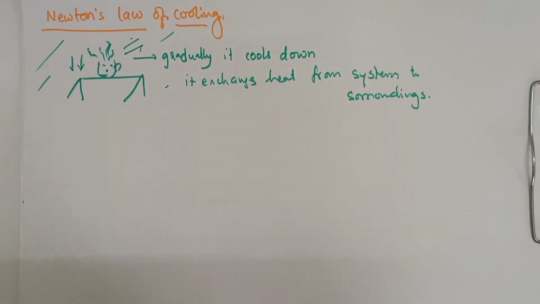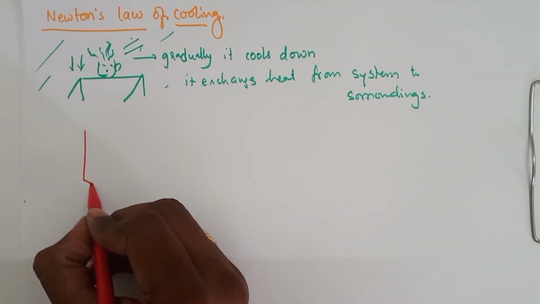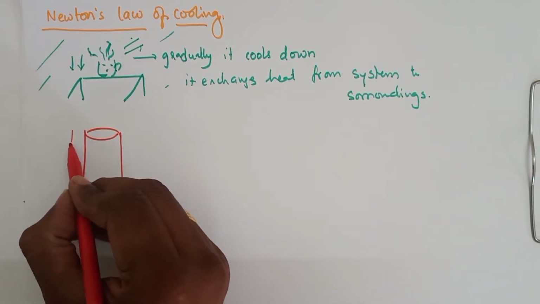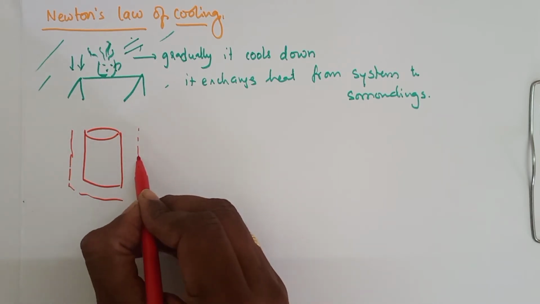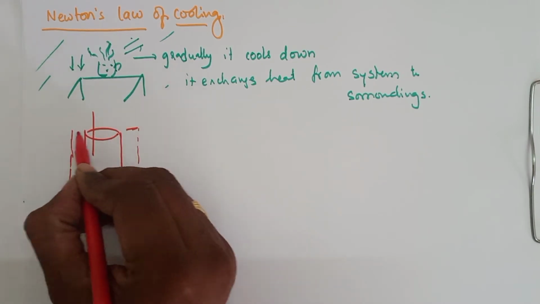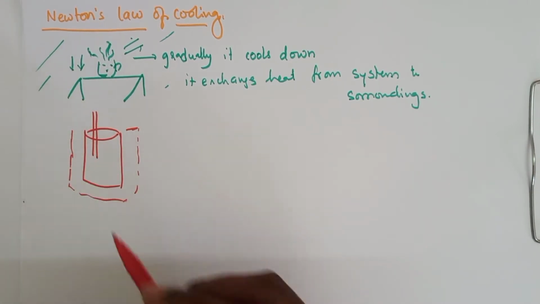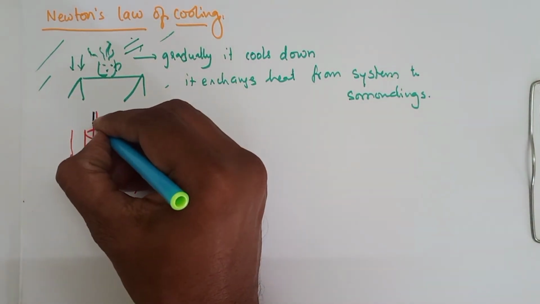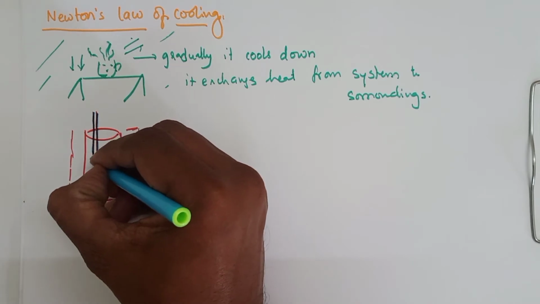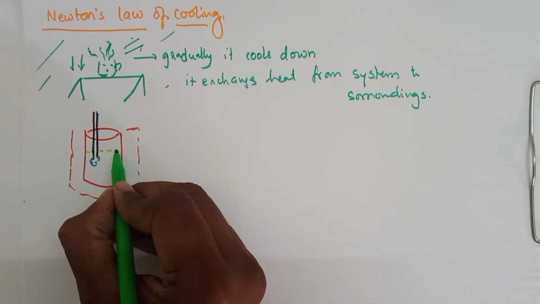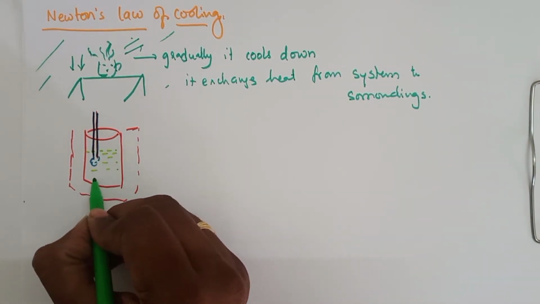Another example, let us consider a calorimeter. Of course, generally it is made of copper. There is an insulation stand setup. There is a hole where you can insert a thermometer. A thermometer is there, and inside the calorimeter we can consider about 300 ml of water.